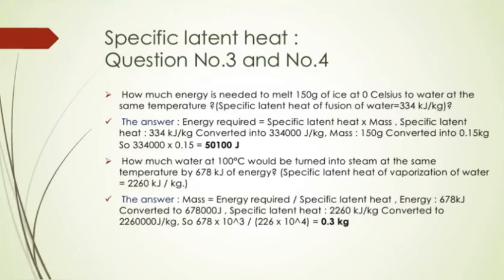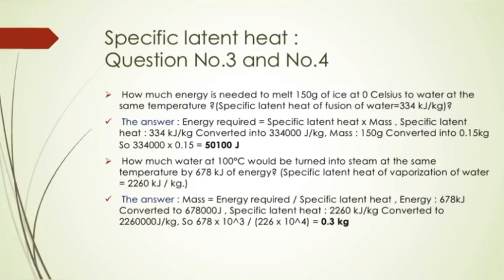So guys, now questions number 3 and 4 are related to specific latent heat. Question number 3: how much energy is needed to melt 150 grams of ice at 0 Celsius to water? As everyone knows, the ice is going to be melted and converted into water at 0 Celsius, the same temperature. The information given is that the specific latent heat of fusion of water is 334 kilojoules per kilogram. We are going to refer to the formula: the energy required is equivalent to specific latent heat times mass.